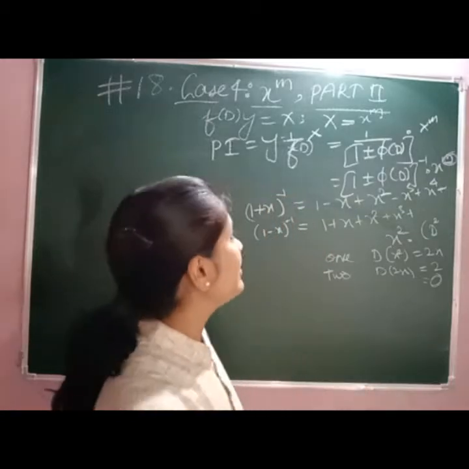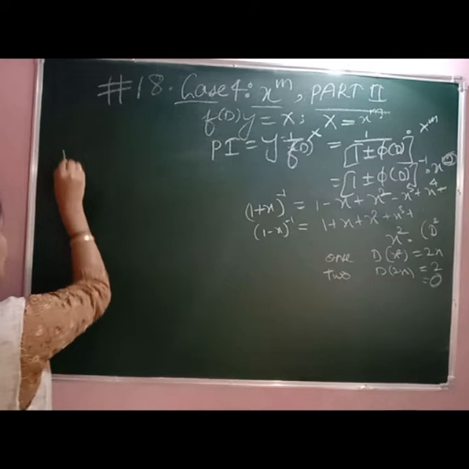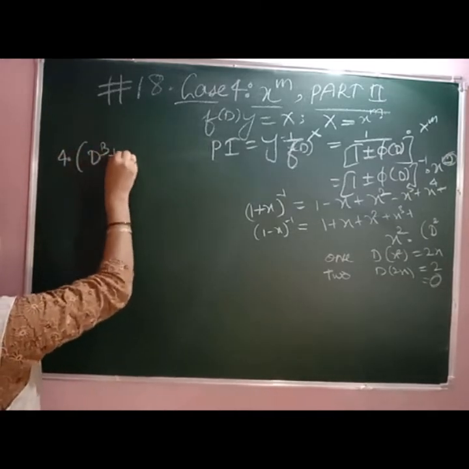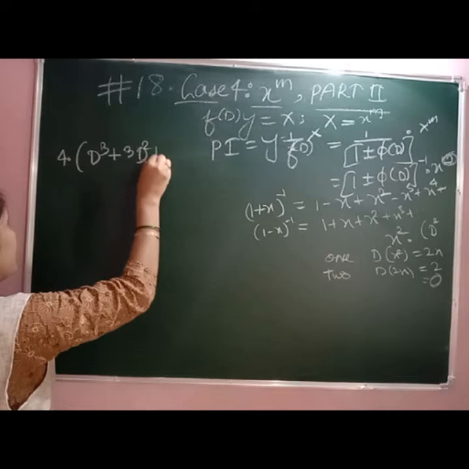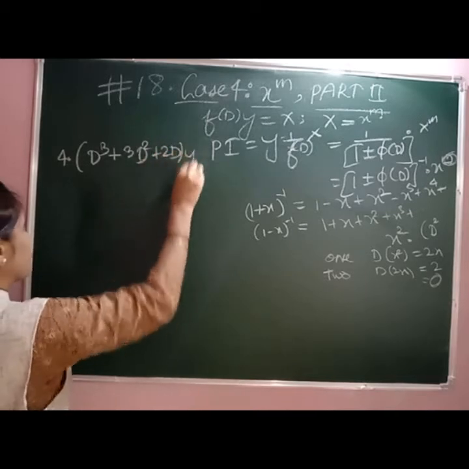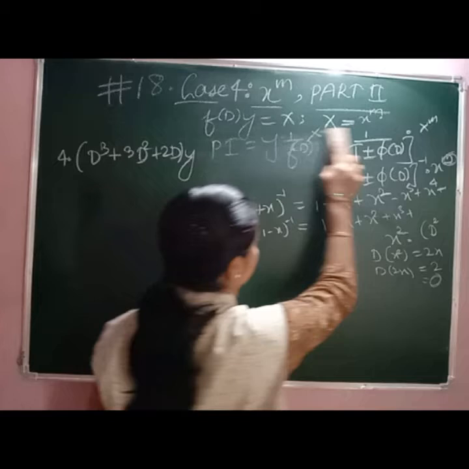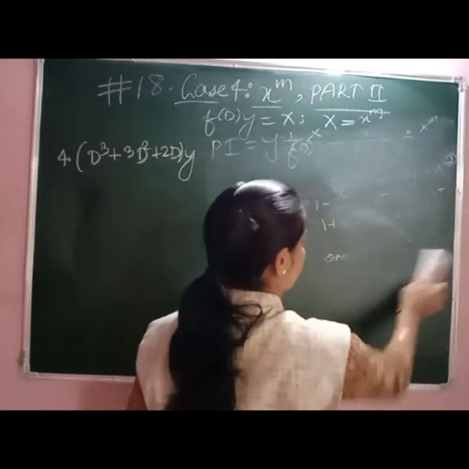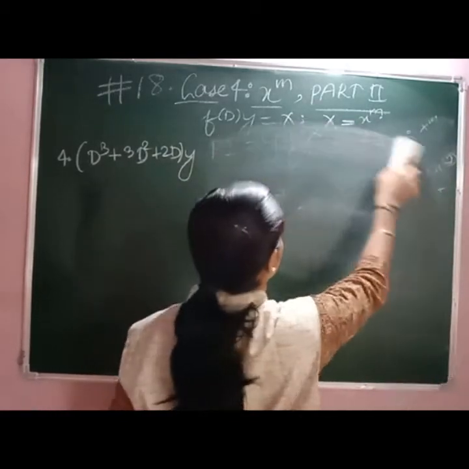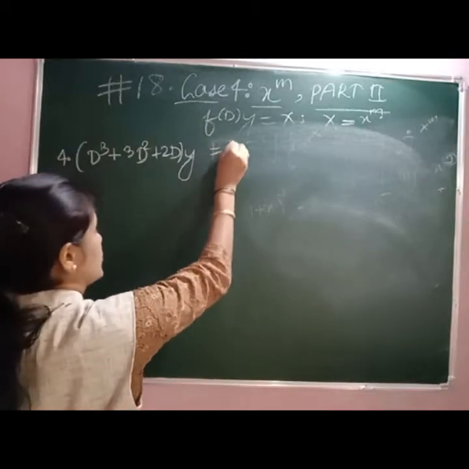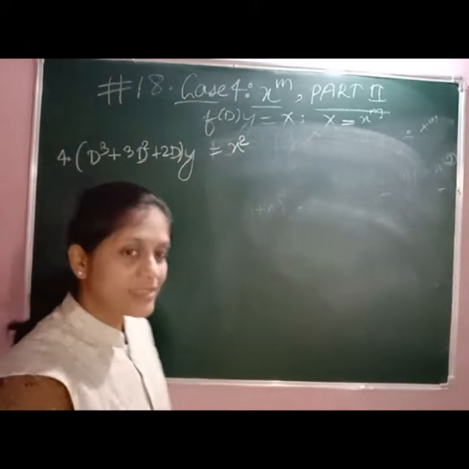The fourth numerical has been given as: solve (D cube plus 3D squared plus 2D) of y equal to x squared. So the question has been given in this form.